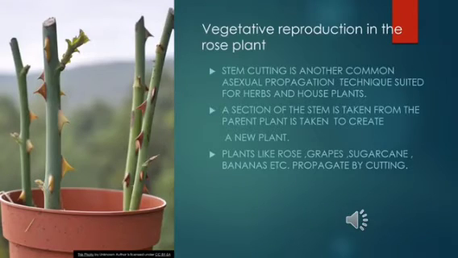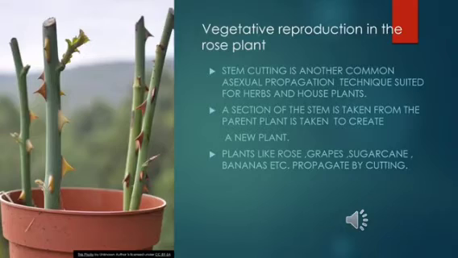Now, vegetative reproduction in the rose plant. I have already told you this can be done by just using a cutting from the stem. And this is one of the most common asexual propagation techniques, which is suited for herbs, that is small plants, and house plants. So this is very suitable for such plants. You usually cannot grow big, huge trees by this method.